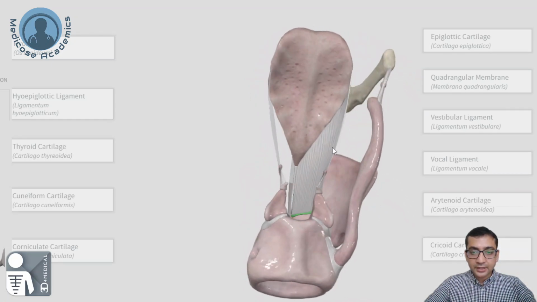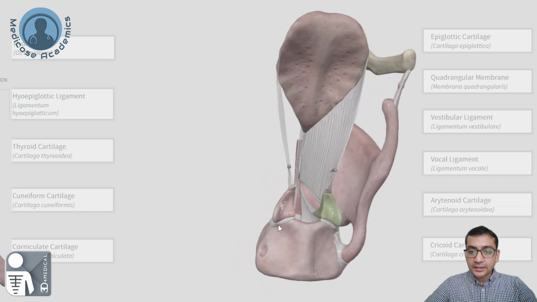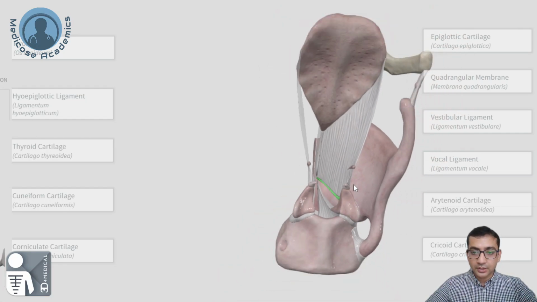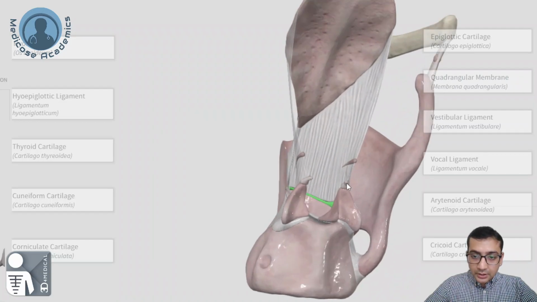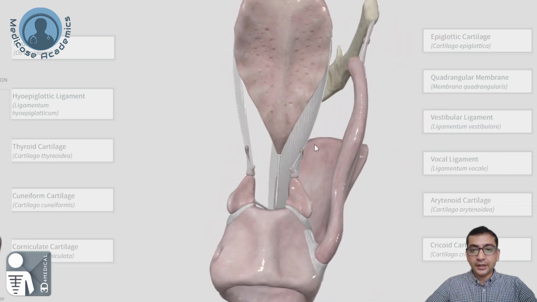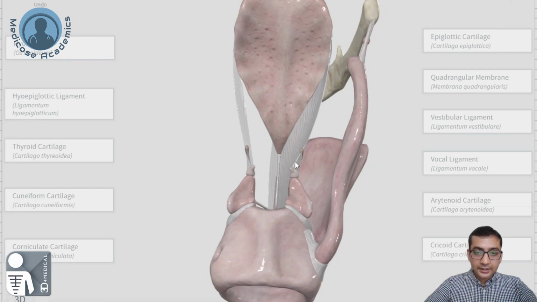Its upper attachment is anteriorly to the epiglottis and posteriorly to the arytenoid cartilages, and its lower end is attached anteriorly to the thyroid cartilage and posteriorly to the arytenoid cartilage, giving rise to the lower free margin that is known as the vestibular ligament. It is housing the corniculate and cuneiform cartilages, and it is making a part of the laryngeal inlet, right here. So this will be the laryngeal inlet.